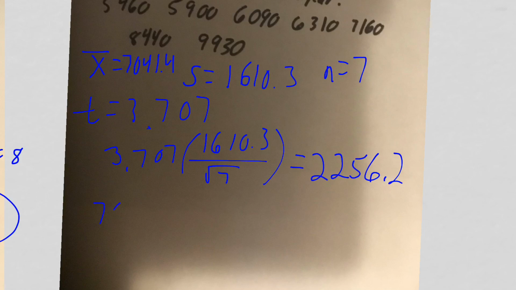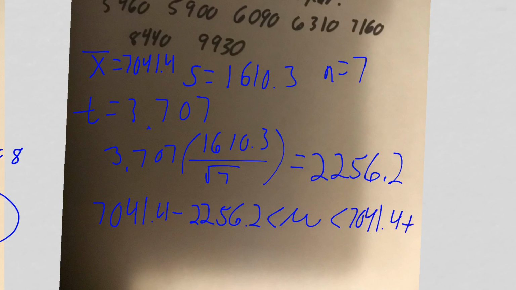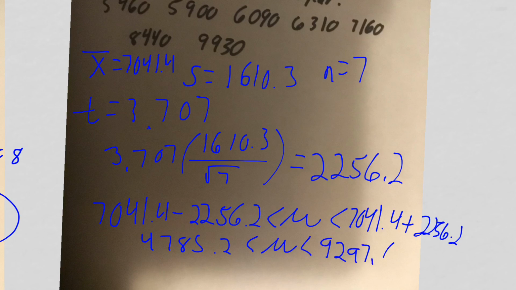Then from there, we need to add it and subtract it to our sample mean. So our sample mean was 7,041.4. So we're going to subtract that 2,256.2, which is less than the mean, is less than the 7,041.4 plus the 2,256.2. And then when we put that in the calculator, we get 4,785.2 is less than the mean, is less than 9,297.6. And that would be your confidence interval.